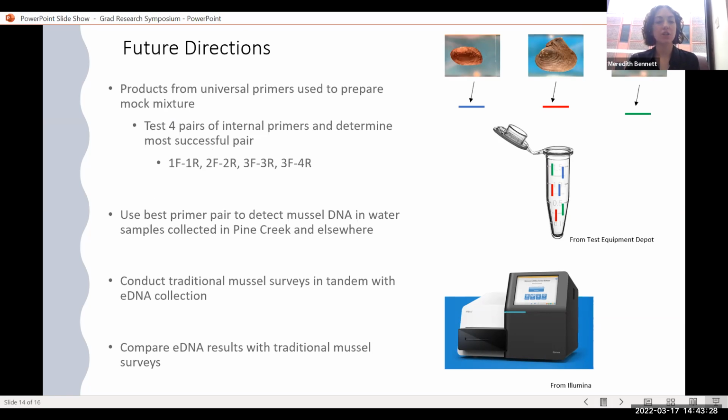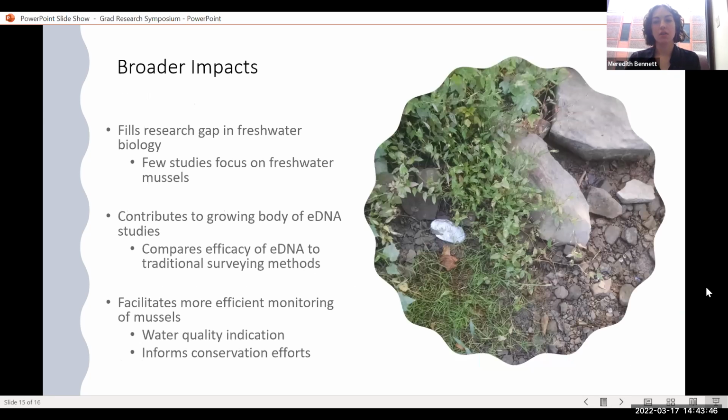And then in addition, we'll continue to conduct traditional mussel surveys in tandem with the eDNA so that we can compare the techniques. Compare eDNA results with traditional mussel surveys and see if eDNA is a viable tool to monitor for freshwater mussels. So just to reiterate why this is important and what we hope to accomplish, this fills a research gap in freshwater biology because still relatively few studies focus on freshwater mussels.